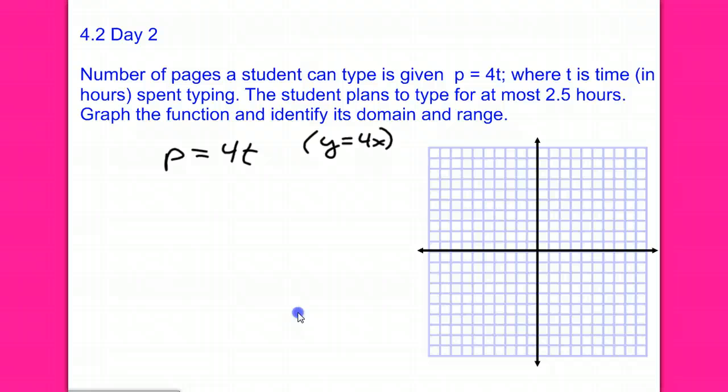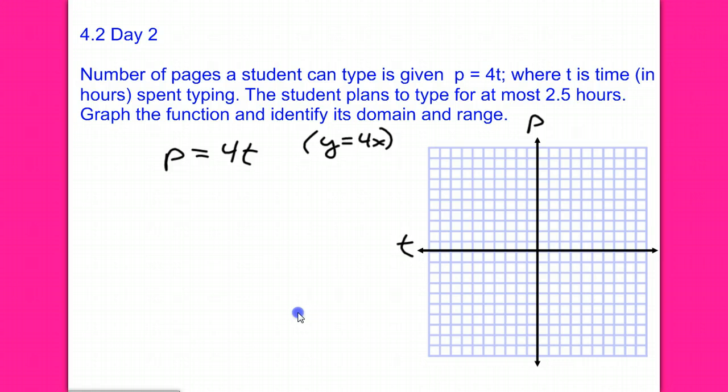If we want to use them in the very way that we use x and y, which of these variables would be represented on the y-axis? Everyone? P, right? So go label your axes there. And then the other variable would be on the x-axis, right? And that would be t.